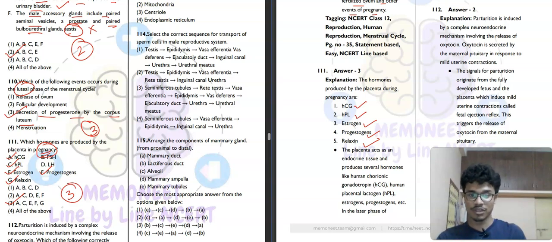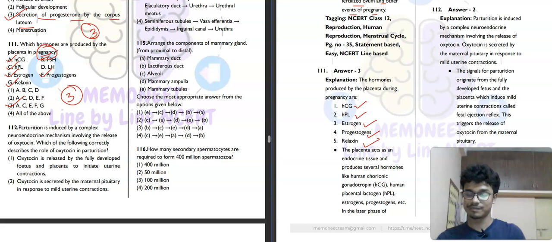Moving towards the next question, question number 112. It is saying that parturition is induced by a complex neuroendocrine mechanism involving the release of oxytocin. Which of the following correctly describes the role of oxytocin in parturition?